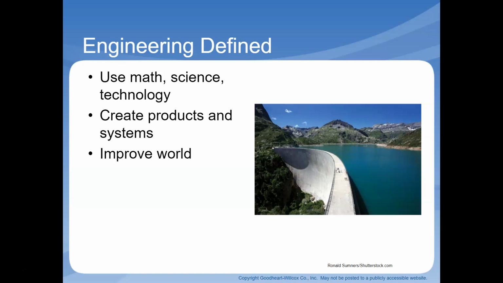So, engineers use math, science, and technology to create products and systems to improve the world. So that's the basic definition. So when you're trying to understand everything that you want to do in engineering, you have to have a foundation in math and science. For many of you that are in the physics class, you're going to realize that a lot of what we do, whether it's hands-on or not, is going to look like your physics class.